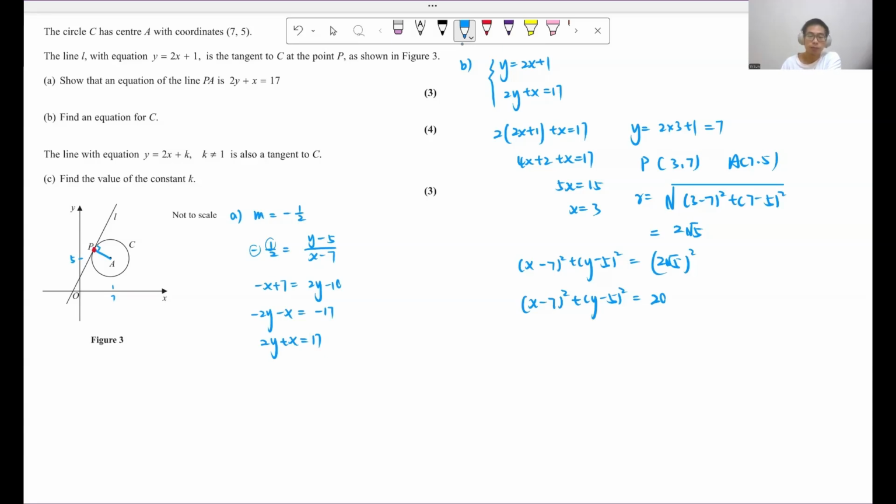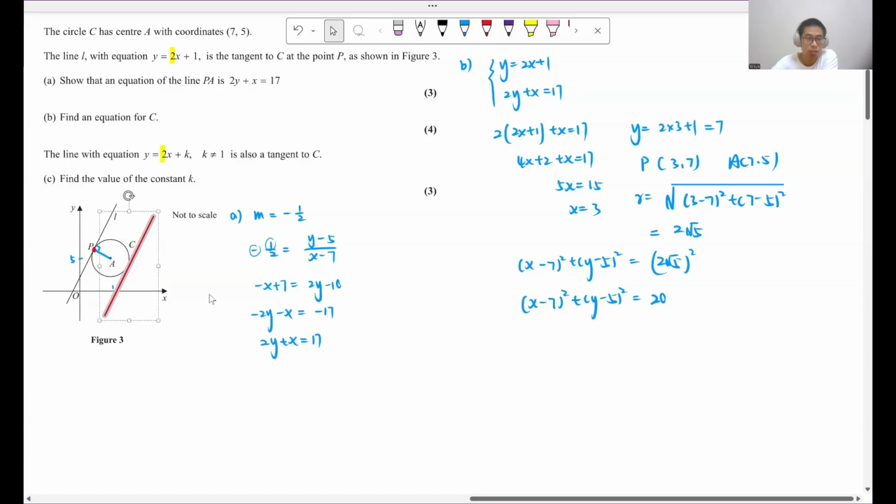And then part C, the line with equation y equal to 2x plus k, and k is not 1, is also a tangent to C. So what's so special about this line? The gradient is the same as line L. So if they have the same gradient, those two lines must be parallel to each other. So a line parallel to line L and also tangent to C, there isn't much choice. The only other possible line which is parallel to L and also tangent to C is just this one.